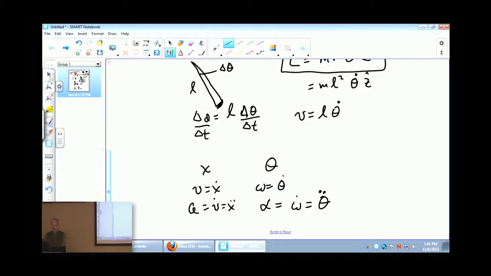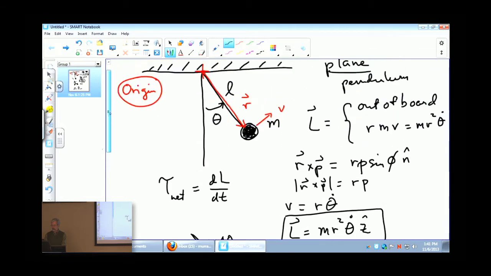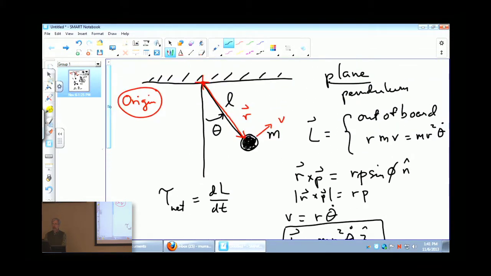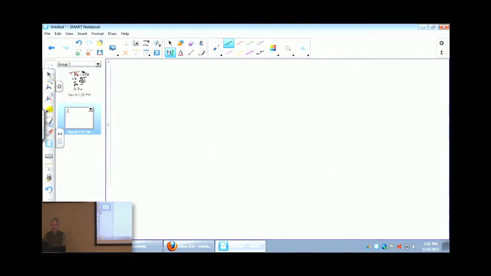Okay, now the next thing we have to do is calculate the torque. And the torque is R cross F, and so we have to look at the forces. Time to do a force diagram. Let's look at the force diagram for this body hanging from the rod. Here's the mass. Here's what forces are present on the pendulum, on the bob.